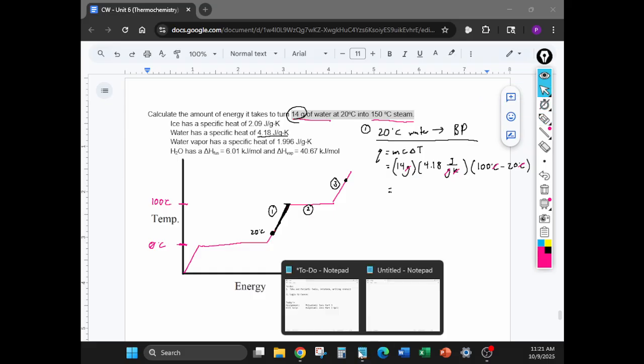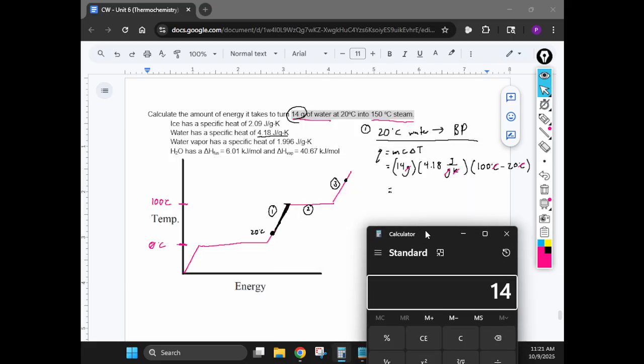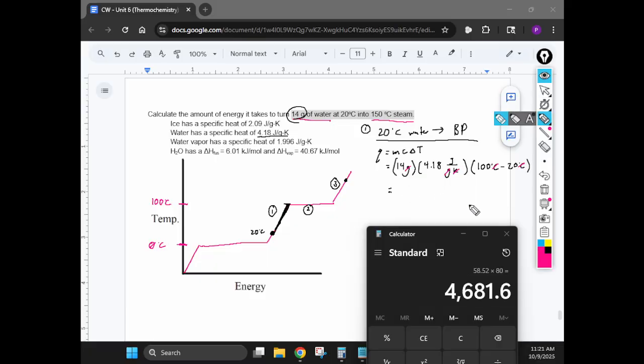And so what you would punch into your calculator is going to be 14 times 4.18 times 80. Okay, and that's going to give you 4,681.6. And what do we have left over? Joules. Okay. And so if we're going to put it on our graph, this step right here is going to require 4,681.6 joules. That's step 1. 2 more to go.